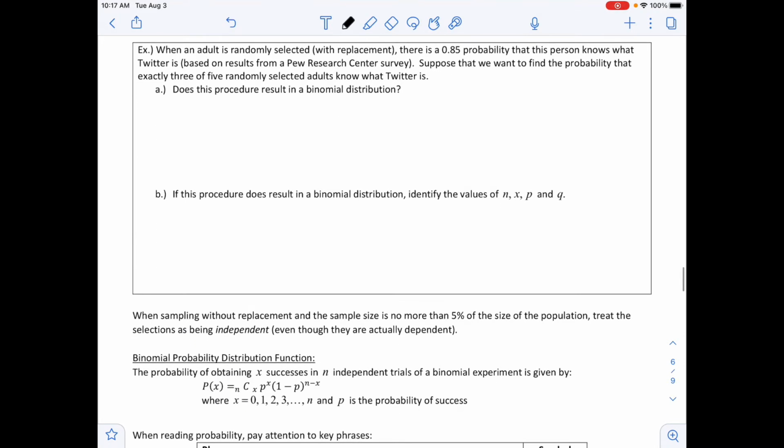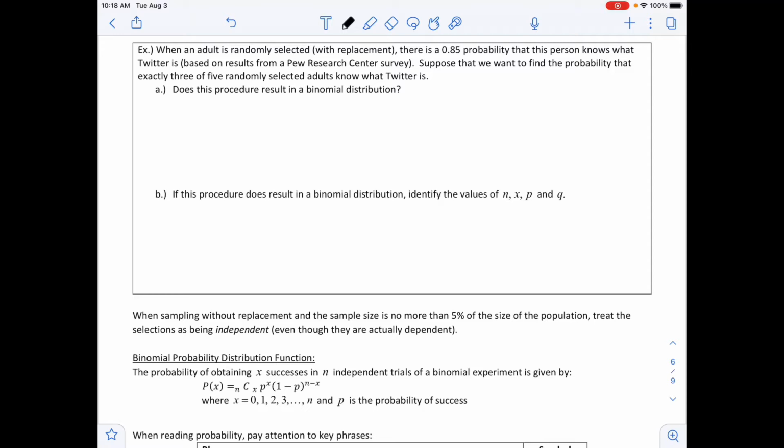The next example says when an adult is randomly selected with replacement, there is a 0.85 probability that the person knows what Twitter is, based on results from a Pew Research Center survey. Suppose that we want to find the probability that exactly 3 of the 5 randomly selected adults know what Twitter is. So part A says, does this procedure result in a binomial distribution?